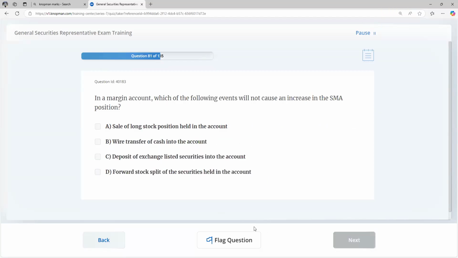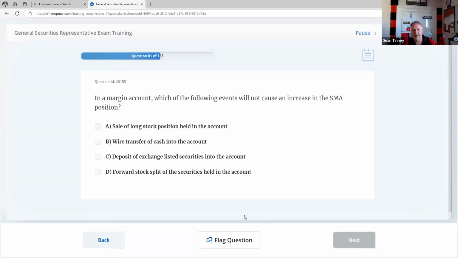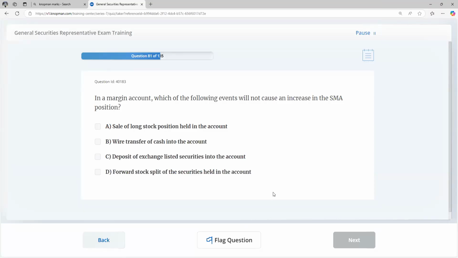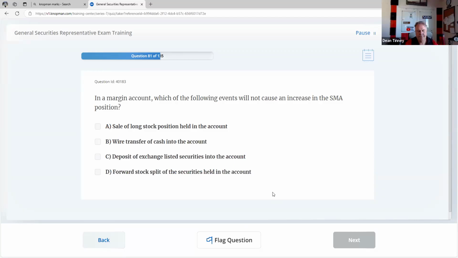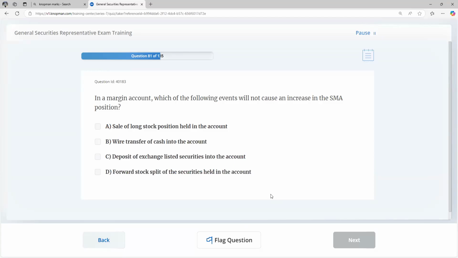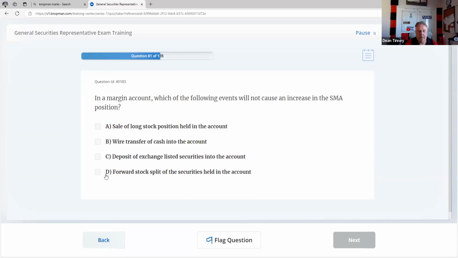In a margin account, which of the following events would not cause an increase in the SMA? I'm going to probably get this wrong, I'll be transparent. I'm gonna guess, just because margin's my weakest area, a forward stock split. You're correct. All those other things would increase it.